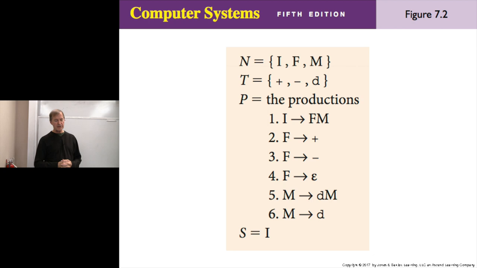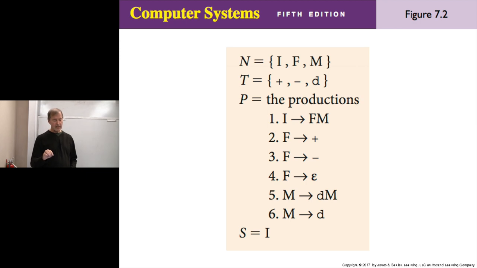Figure 7.2 is a grammar, and what are the four parts of a grammar? Non-terminal alphabet, terminal alphabet, rules of production, start symbol. So what are the non-terminal symbols in this grammar? I, F, and M. I picked M because it's magnitude. I don't remember what the I and the F stand for. And then the terminals in this: this D represents a digit. I didn't want to make it long and have a digit produce 0 or 1 or 2 or 3 or 4 or 5 or 6. So for this one, the terminal alphabet is just a plus sign, a minus sign, and a D.